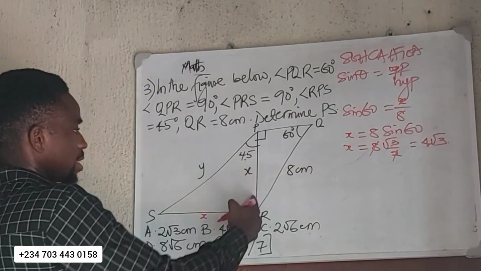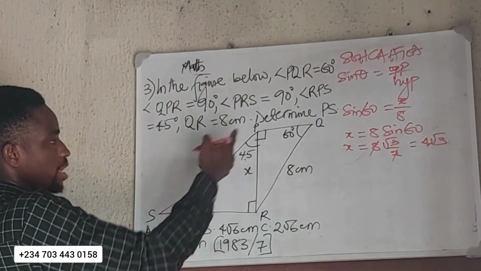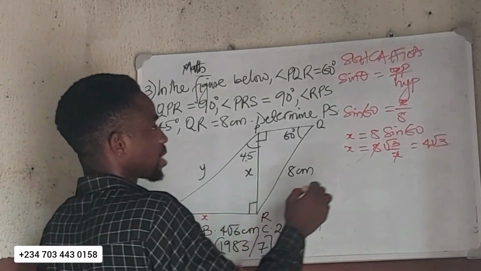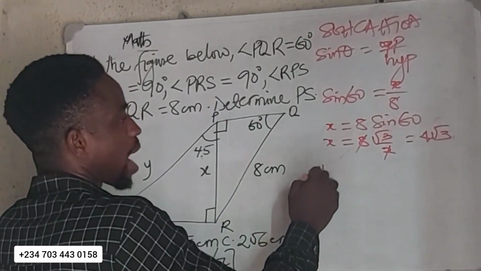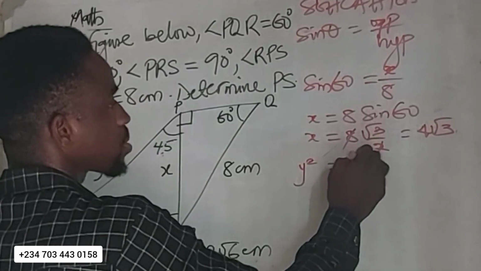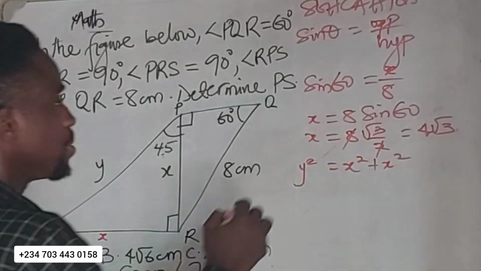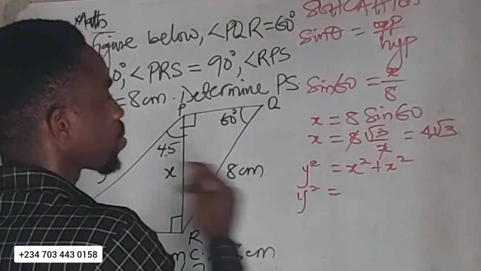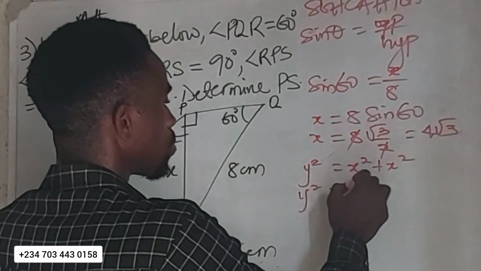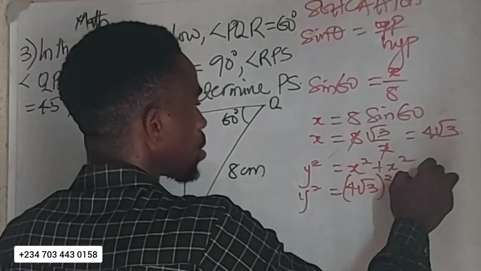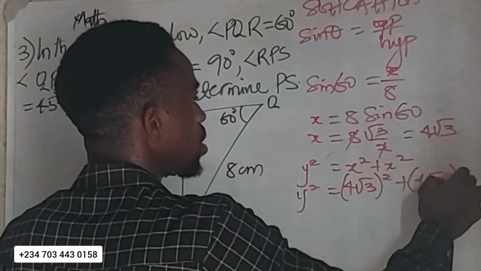So this is x, this is x. We are looking for the longest side, which is the hypotenuse. So we can use Pythagoras theorem, and from Pythagoras theorem we can say that y squared is equal to x squared plus x squared, because the sides are equal, we are calling them x, each of them. So y squared is equal to, x is 4 root 3 squared plus 4 root 3 squared.